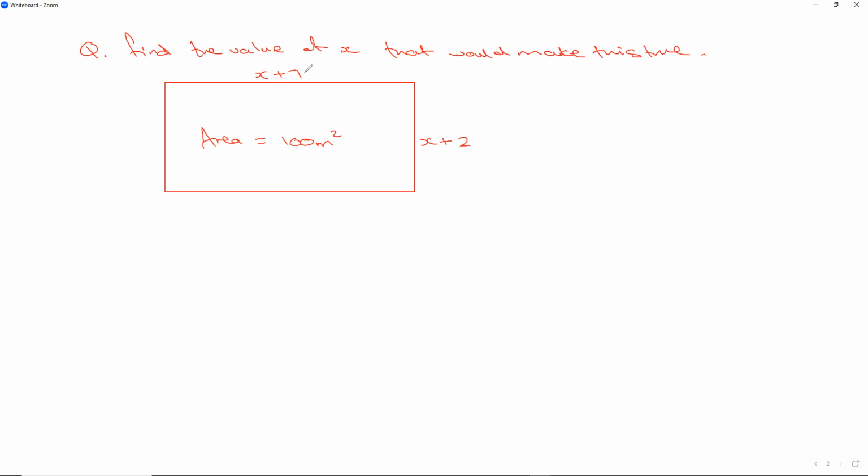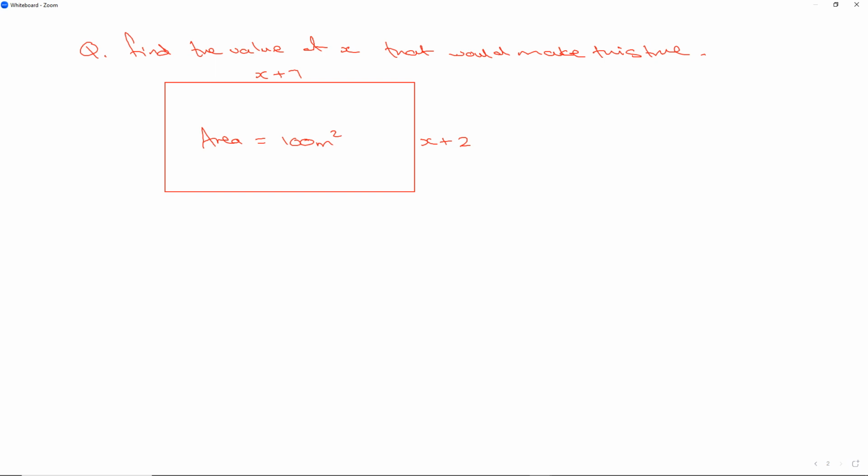Let's make it x plus 70 and x plus 20. Okay. Or maybe x plus 7 is fine, x plus 2 is fine. Okay, let's keep it like that. And I want to find the value of x that would make this true.